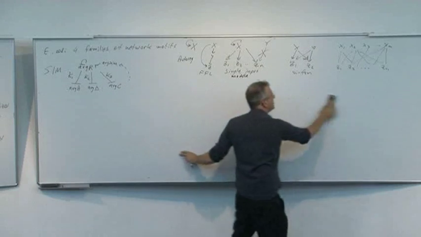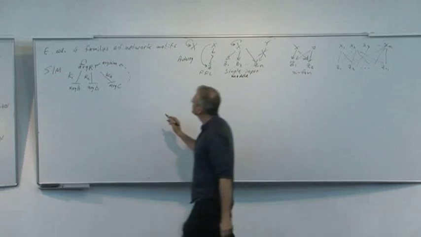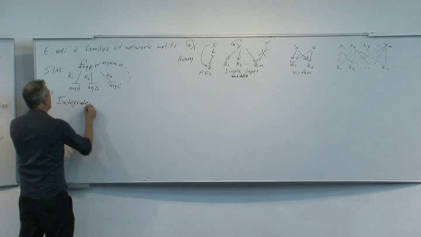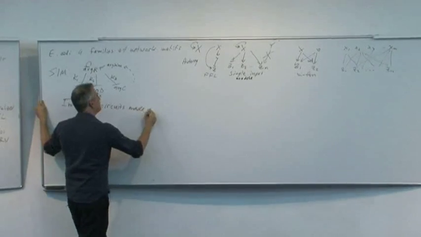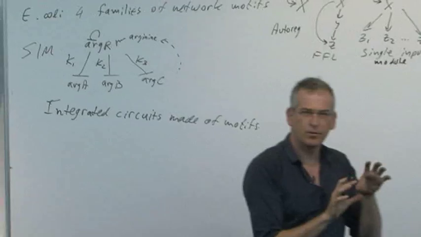So huge simplicity out of the number of subgraphs it could be. And so, integrated circuits made of motifs. How do these motifs fit together to make the entire network?